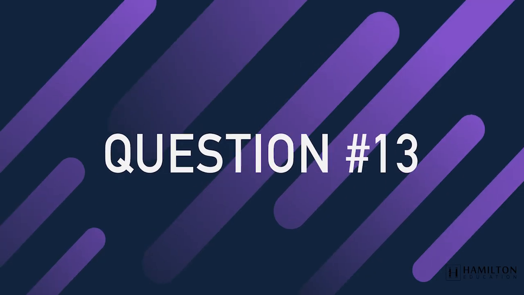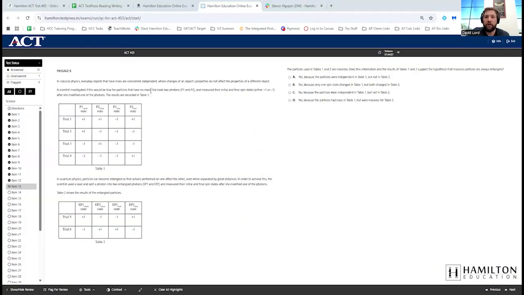All right. Next, the particles used in table 1 and 2 are massless. Okay, perfect. Does the information in the results of table 1 and 2 support the hypothesis that massive particles are always entangled? Well, I'd say no, because this was not entangled, and this was entangled. And they're both using photons. It says that they're both massless. So the answer is not yes, it should be no, because the particles are independent in table 1, but not in table 2. That sounds good.